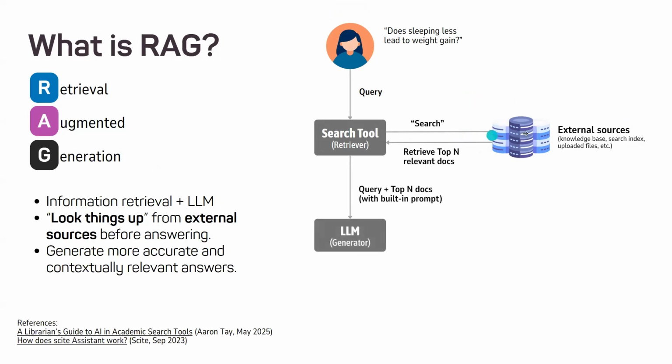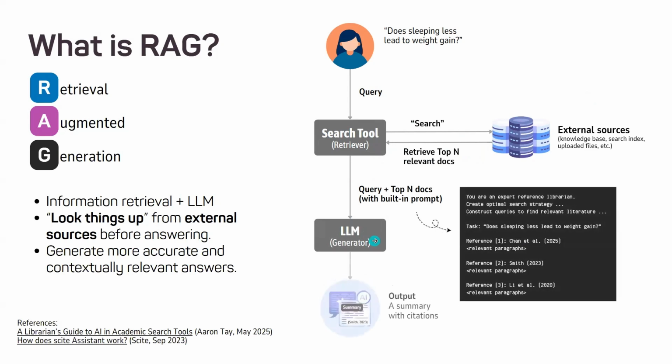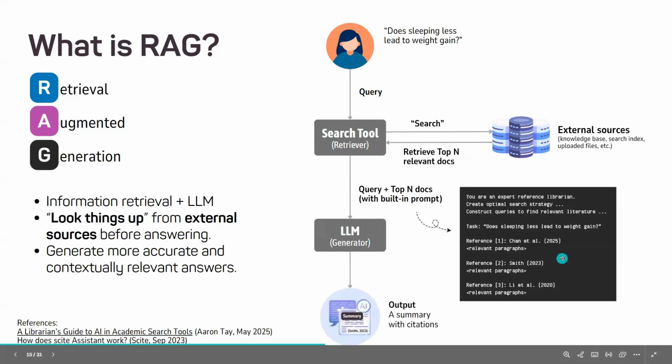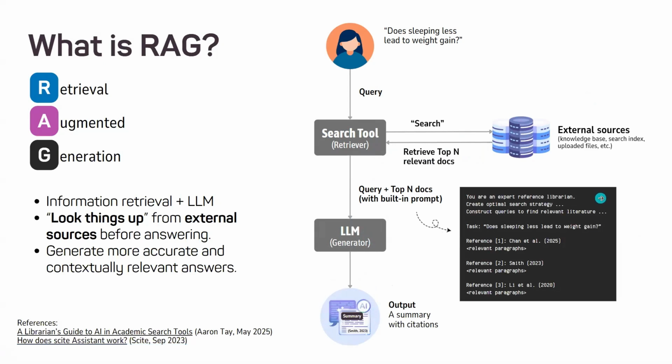What they are doing is they search or retrieve the top n number of relevant articles, and then plus your query and a built-in prompt, they put them into the LLM and finally generate the answer. So under the hood, it's basically something like this. They have this built-in prompt: you are a reference librarian, for example, create an optimal search strategy, construct queries to find papers. And this is a task, for example, does sleeping less lead to weight gain? And these are the references pulled out from here.